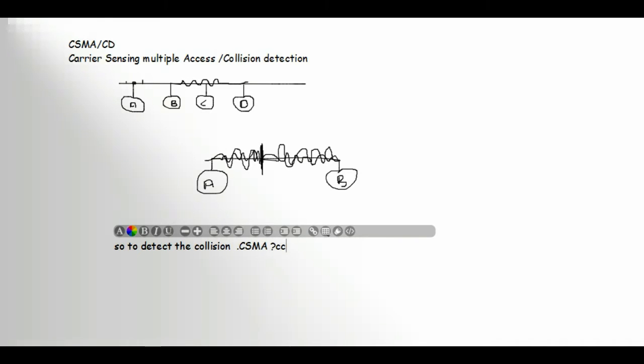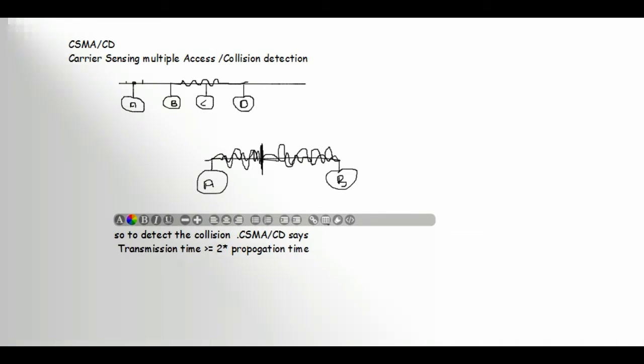So in order to detect the collision, CSMA-CD says that transmission time has to be greater than or equal to 2 into propagation time. In case you don't know anything about transmission time, you can watch my earlier videos. And let me tell you about the propagation time. If station A is sending data to station B, the time required for this data sent by station A to reach station B from A is called the propagation time.